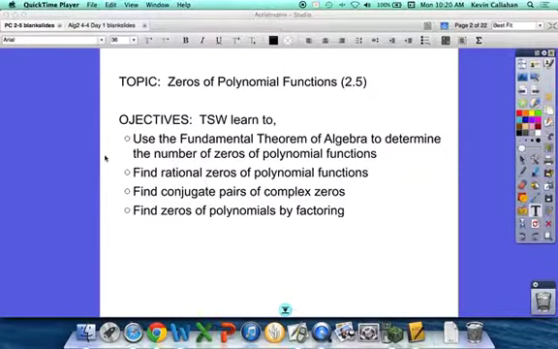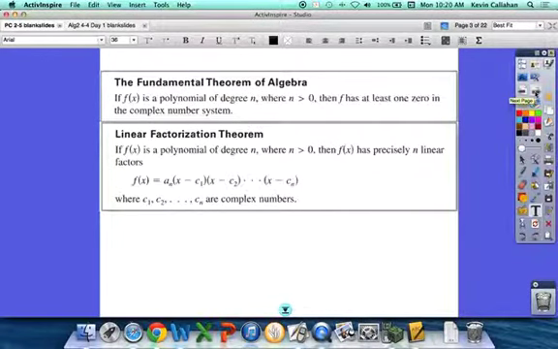Okay, zeros of polynomial functions. We know what we mean by zeros. We know what we mean by polynomial functions. And in a way, this is a repeat of Algebra 2 stuff. I'm not sure there's much new in this. So there are two different theorems that they give us at the beginning.